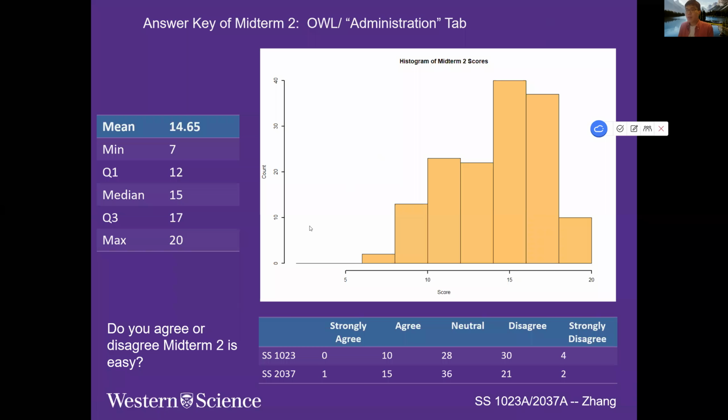So yeah. Okay, so today we are going to play a lot with this table, because this table presents two variables. The first variable is the class code, and another variable is how strongly you agree that midterm two is easy or not. So we have two different variables, and both of them are categorical, either nominal or ordinal. So we'll play with it a lot.